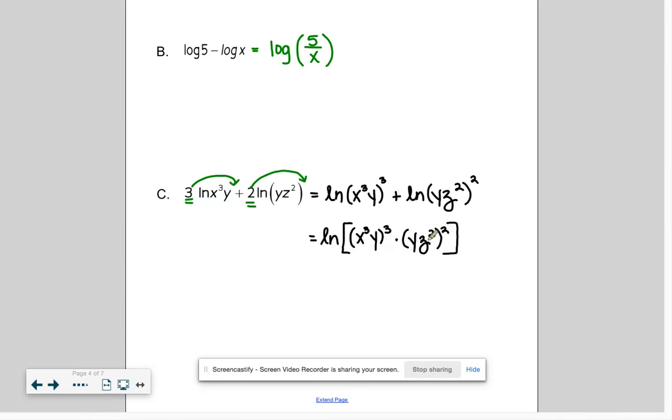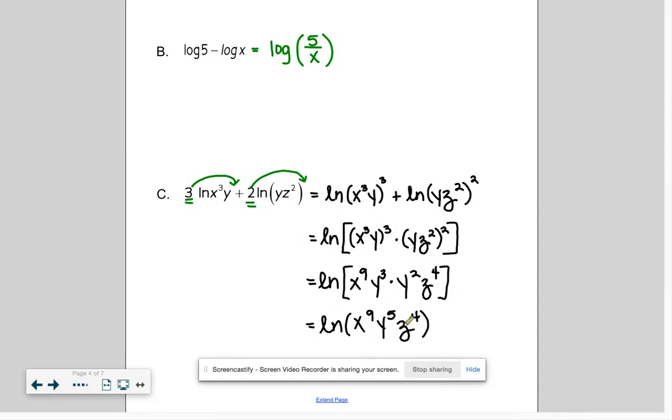And then with all this stuff inside, we can simplify it just using normal exponent rules, can't we? So let's try to do that real quick. So let's make this x to the ninth, y to the third, and then y squared, z to the fourth. And then one more step should do it. So this would be x to the ninth, y to the fifth, because add the exponents, z to the fourth. So that would be completely simplified as far as you could go.